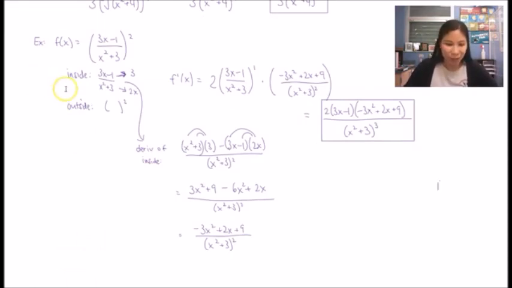Okay, so hopefully that helped you out trying to manipulate your derivatives using chain rule combined with other rules. It'll be okay. Let's do some practice.